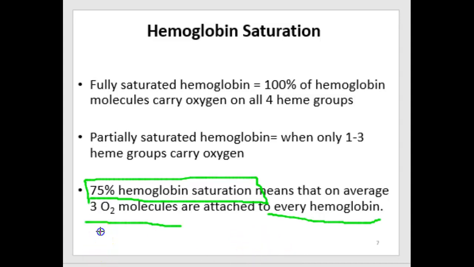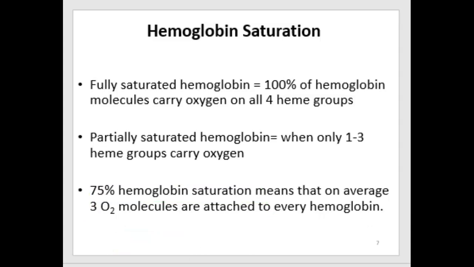You could do it with 25% as well. So when we say 25% saturation, then we're saying that on average, every hemoglobin molecule has 1 out of 4 oxygens bound to the available sites.